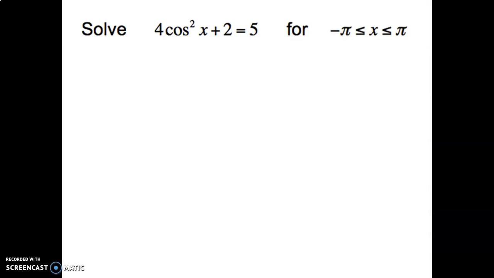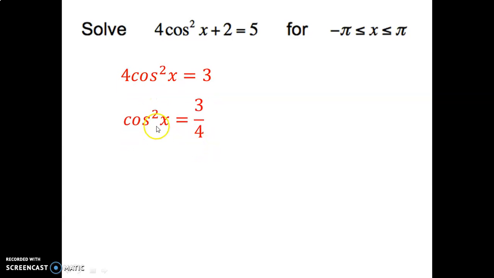Okay, first problem here. We have this trigonometric equation. We want to solve for x values between negative pi and positive pi. Here's how we begin. Look at this equation and try to unravel it so that you end up with something simpler. Your goal is to end up with just the trig function itself, so just cosine in this case. So first thing, we'll subtract 2 from both sides. We get this. Next, divide by 4 on both sides.